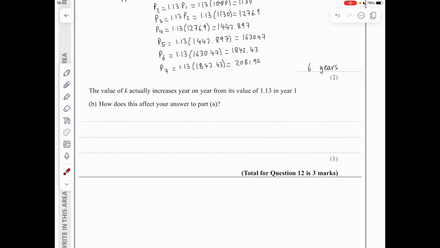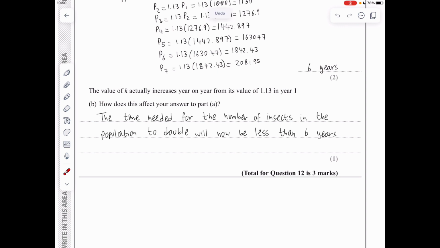In part B, we are told that the value of k actually increases year on year from its value of 1.13 in year 1, and we are asked to assess how this will affect our answer to part A, where the 1.13 was the multiplier to get us to the population for the next year. Obviously if this increases with time, that means that the population increases more rapidly, and therefore the time needed for the number of insects in the population to double will now be less than 6 years.